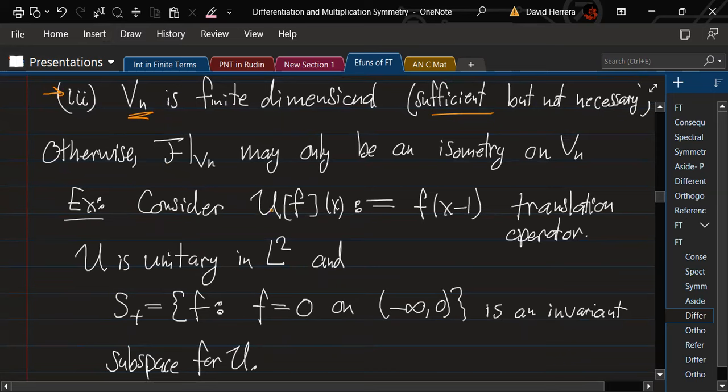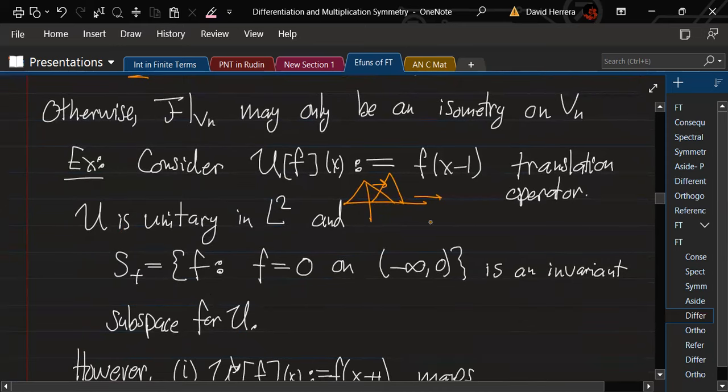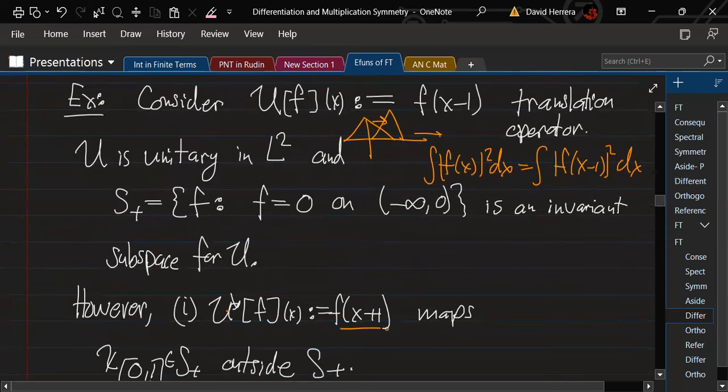So let's consider Uf to be this shifting, a translation operator. It takes a function like this, and then it shifts it over by 1 to the right. Now U is unitary on L2, you can check that. If you do this integral here, it's the same thing as the integral of f of x minus 1 squared dx. You just do a change of variables to shifting, and then you see these are the same. So it's an isometry on L2. It's also unitary because it has an inverse, which is U star, which is shifting the other direction.